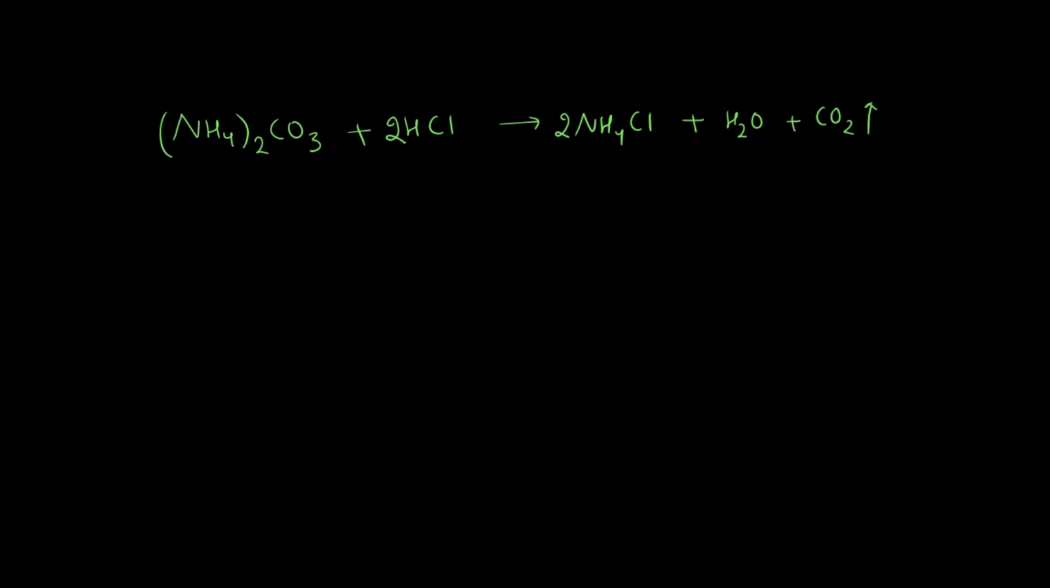Another example is ammonium carbonate. Ammonium carbonate reacts with HCl to give ammonium chloride, water, and CO2 gas. We balance the equation: 2 ammonium chloride, 2 HCl, and this is a balanced equation.